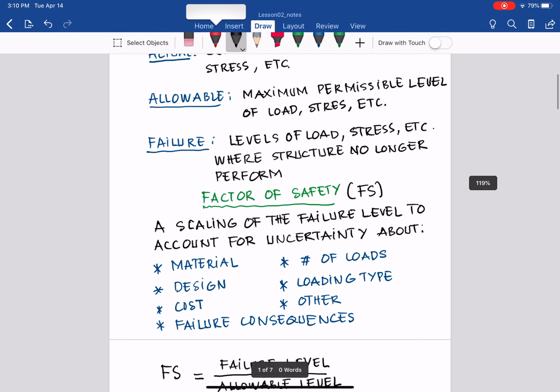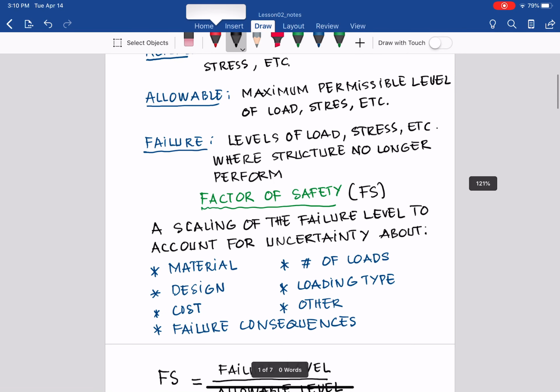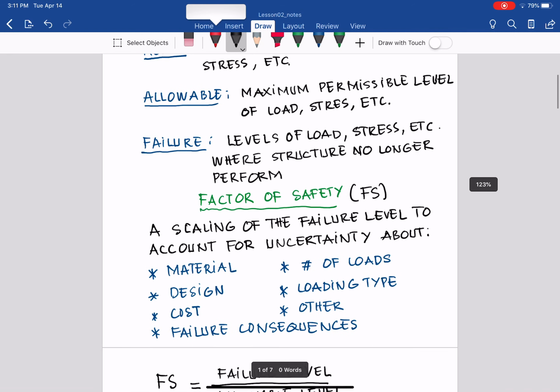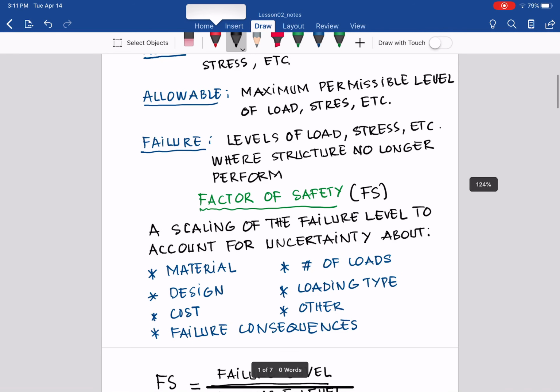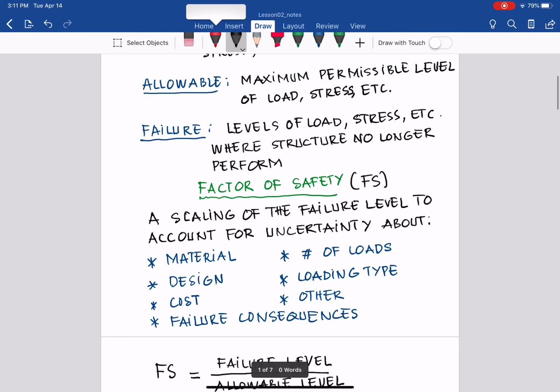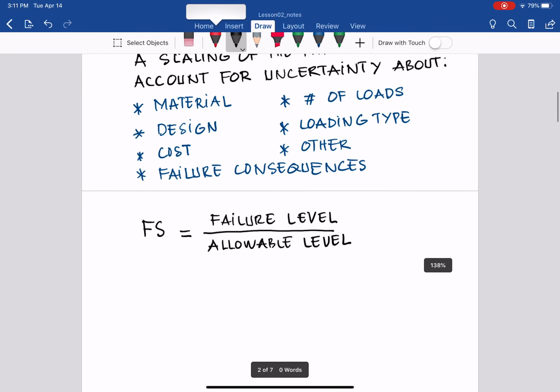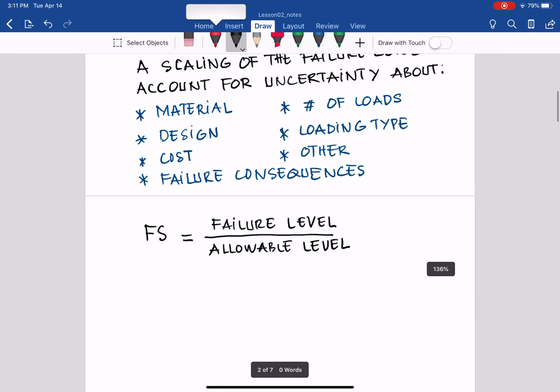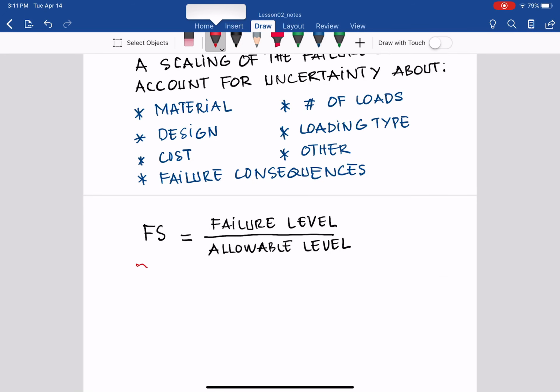What is the failure? When it no longer performs, the structure no longer performs. Allowable, the maximum permissible level of the load, stress, etc. And the ratio of that is basically the factor of safety. So let's box that equation for determining the factor of safety.